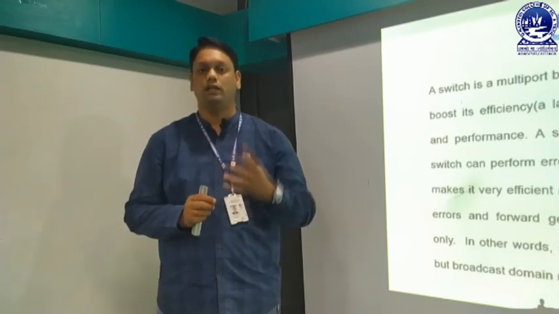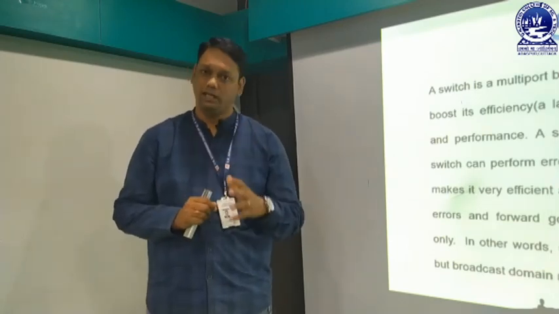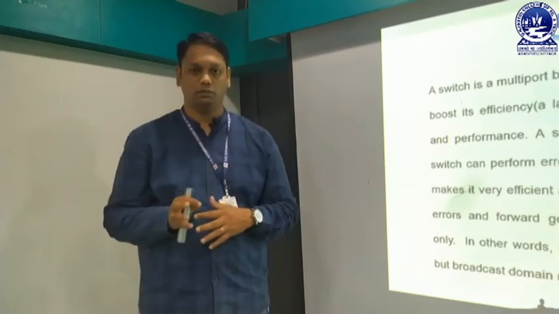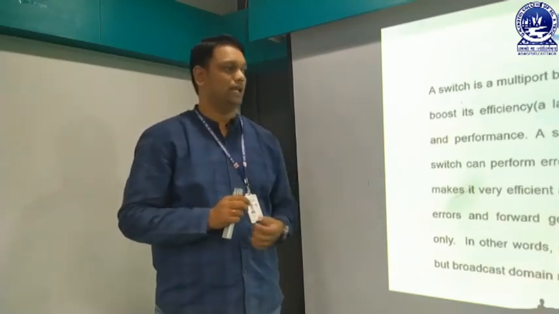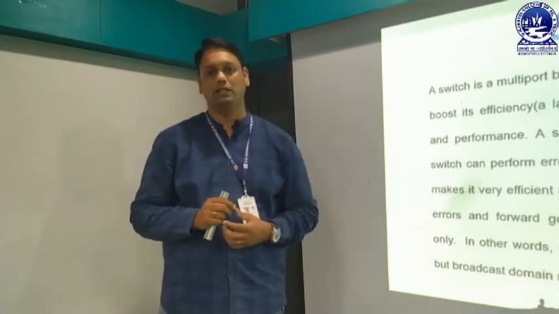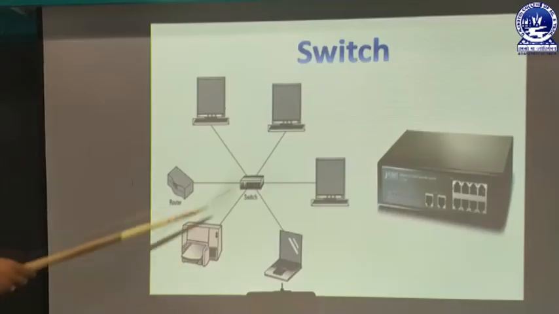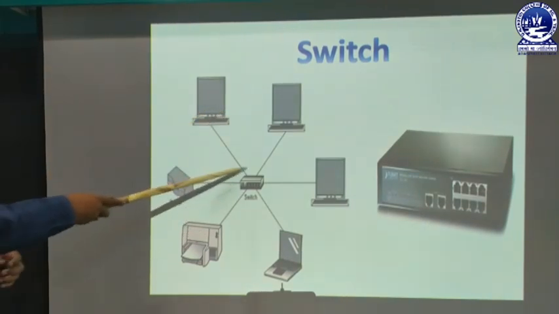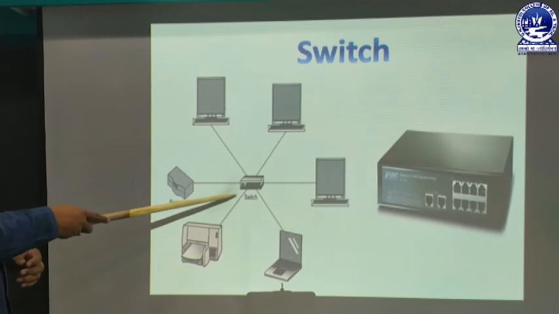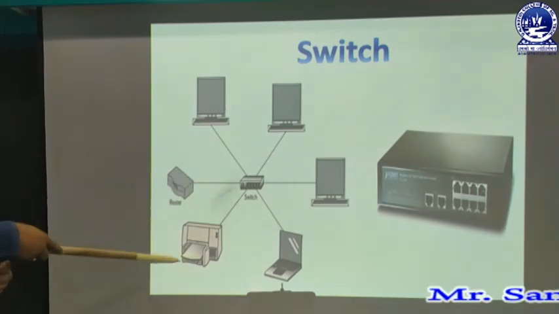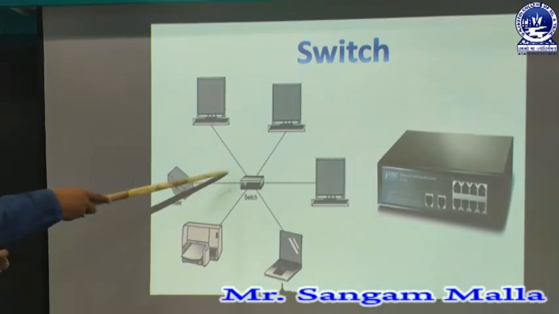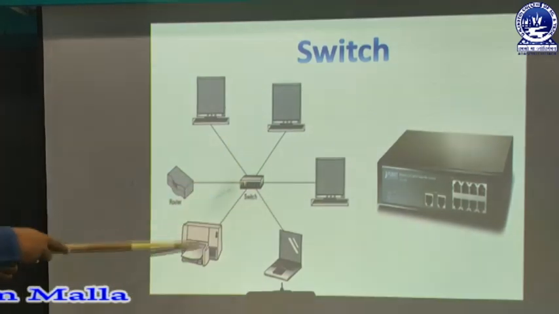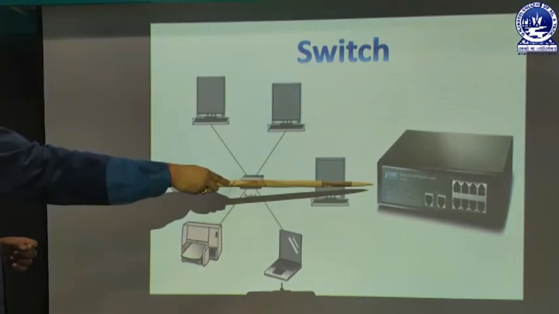So in this way, a switch is used at the data link layer for error detection and correction purposes. Now we will be moving to the slide in which we will be describing the image of a switch. Now you can clearly see the image of a switch and how a switch works. This is a device in which the devices are connected. That means the switch acts as a center in which all the devices are being connected.